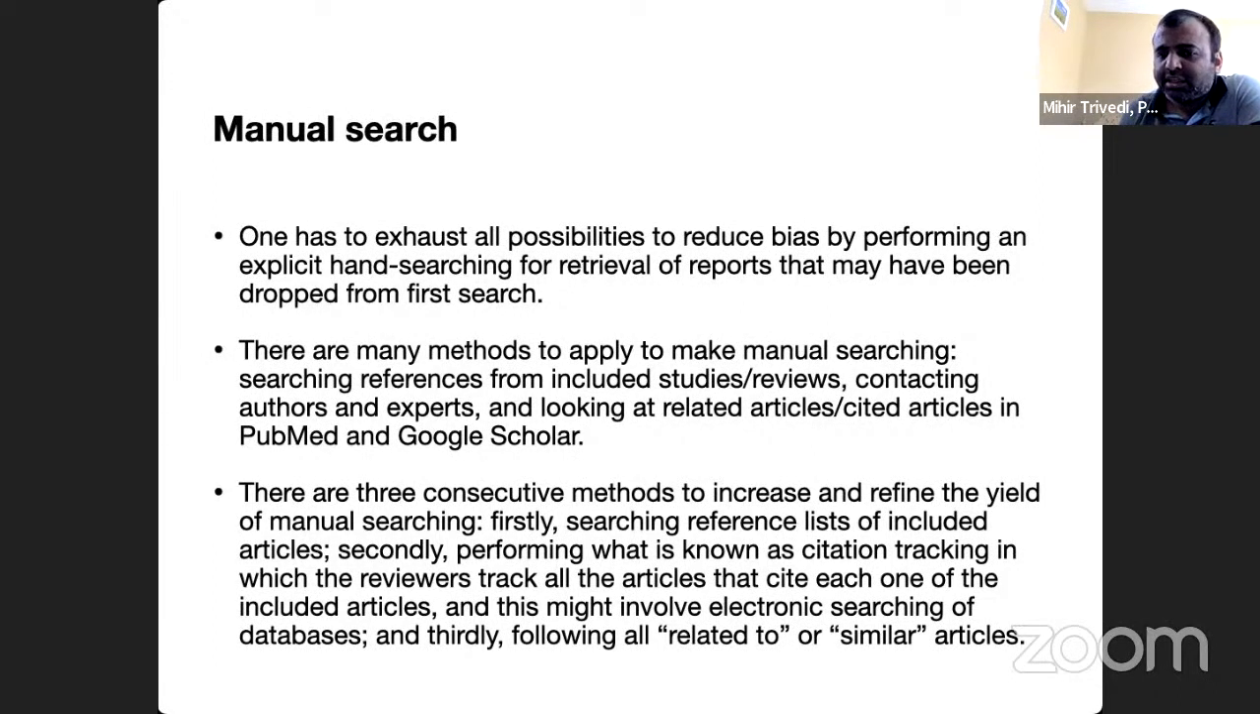There are 3 consecutive methods to increase and refine the yield of manual searching. Firstly, searching reference lists of included articles. Secondly, performing what is known as citation tracking, in which the reviewers track all the articles that cite each one of the included articles. And this might involve electronic searching of databases. And thirdly, following all related or similar articles.